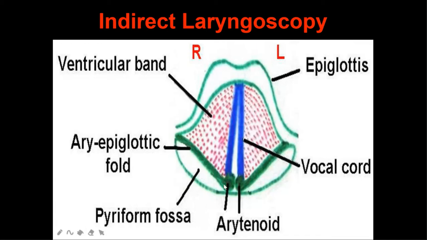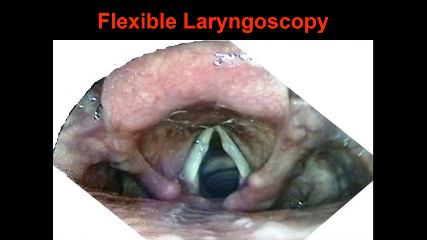This is the aryepiglottic fold between the epiglottis and the arytenoid cartilage. There is a fold, that is the aryepiglottic fold. The posterior ends of the vocal cords are attached to the arytenoid cartilage. Lateral to this aryepiglottic fold, on either side there is a space, that is the piriform fossa, and this is the epiglottis. So like this, you should draw the diagram of indirect laryngoscopy.